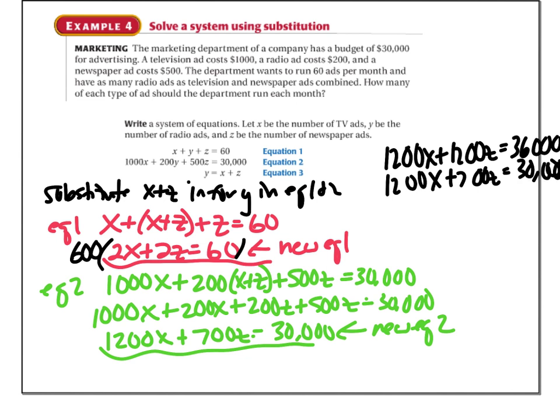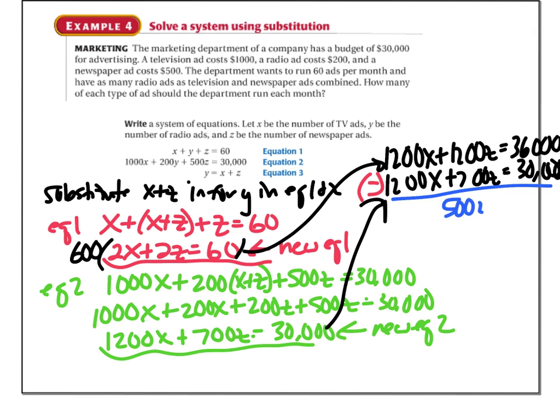So this is coming from here, and that is coming from there. In order to eliminate the x's, I'm going to subtract. And then your x's are gone. You subtract z, and you get 500z and 6,000 on the right side, and find out that z equals 12.